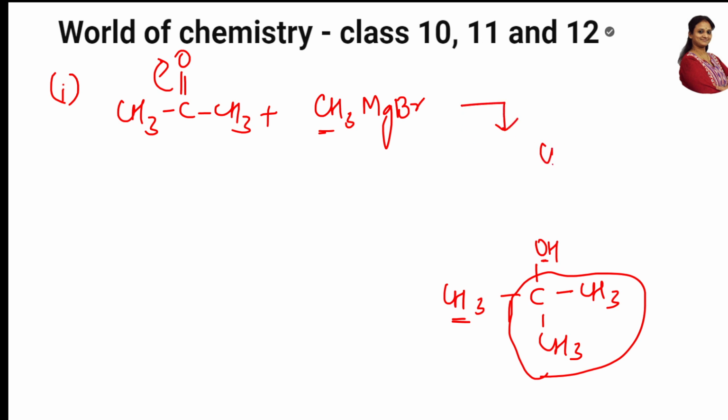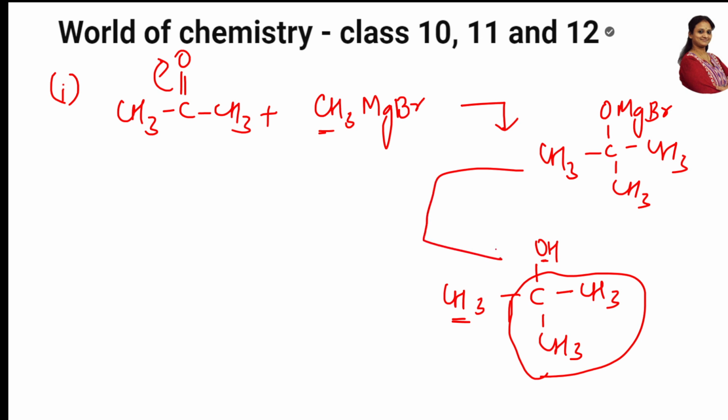I get a compound which is OMgBr plus CH3 and CH3. Done. Now further what will I do? I will do hydrolysis to this compound. So this comes out as MgOHBr and the alcohol. Very easy.